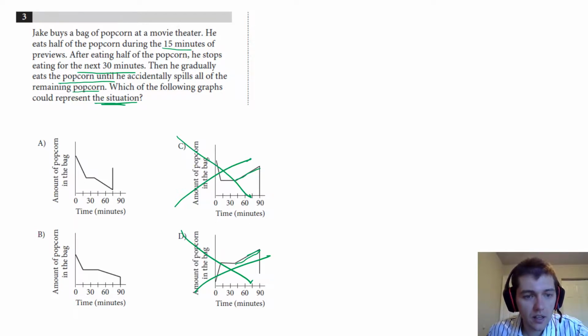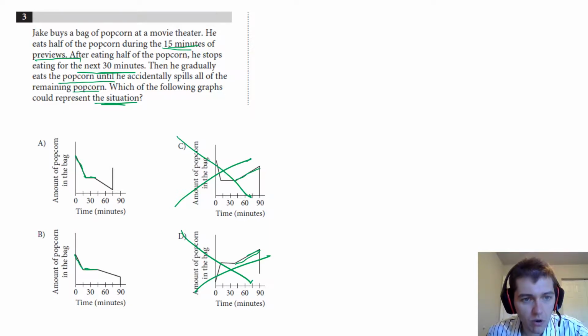You can say, during the first 15 minutes of previews, he's eating half. It looks like both A and B describe that, where it's going down by half. And then he stops eating for the next 30 minutes. You can see that A has him stopping for about 30 minutes described there.